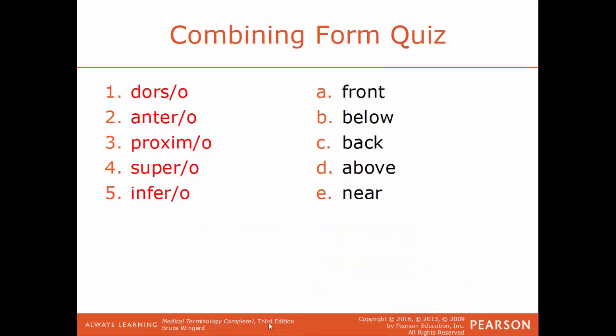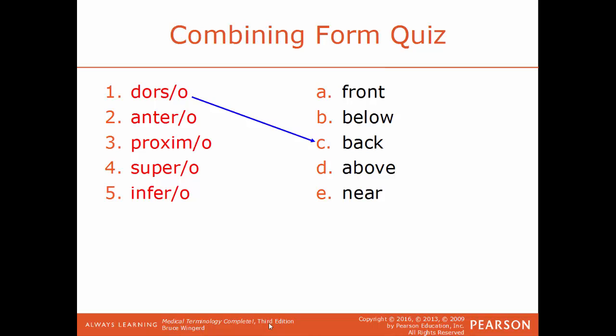All right, we'll end our video with our short quiz on the combining forms and their definitions. The 5 on the left are the root words, and then the definitions are on the right. It's either going to be dorso, antero, proximo, supero, infero. They can mean either front, below, back, above, or near.